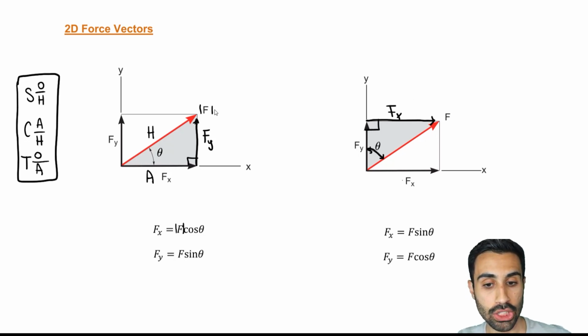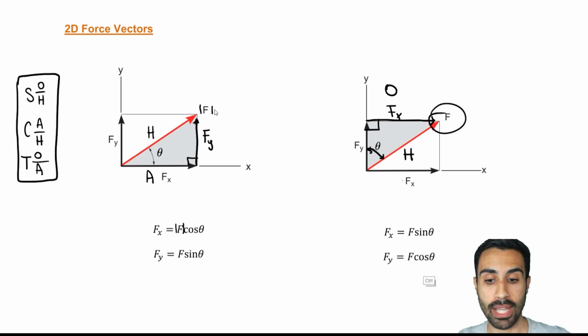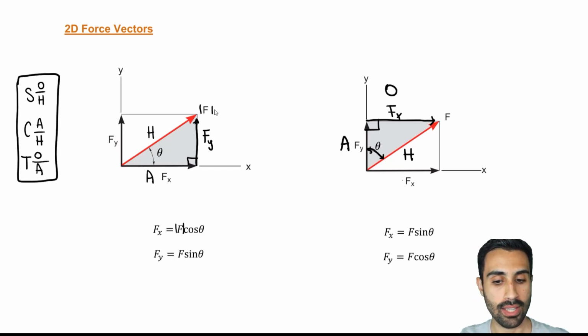So our Fx is going to be what? With respect to the angle, it's actually the opposite side. This is the hypotenuse side. So opposite over hypotenuse is going to be sine. So our Fx component is F sine of theta, the force magnitude sine of theta. Now our Fy is going to be what? Fy, with respect to the angle, this is the adjacent side, this is the hypotenuse side. So Fy is F cosine of theta, because adjacent over hypotenuse, we use cosine.